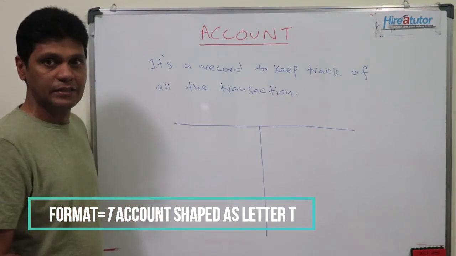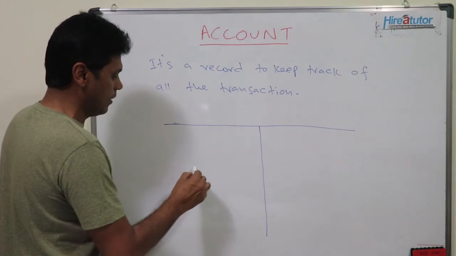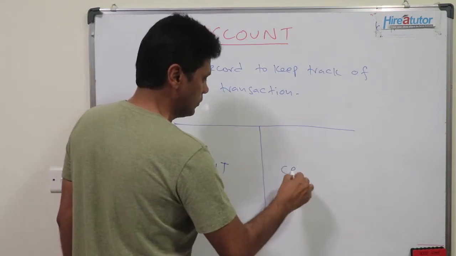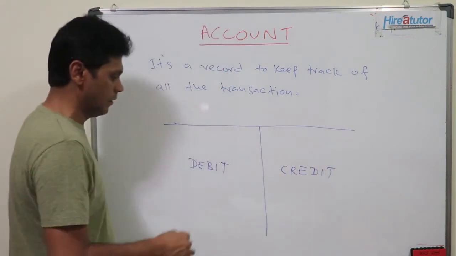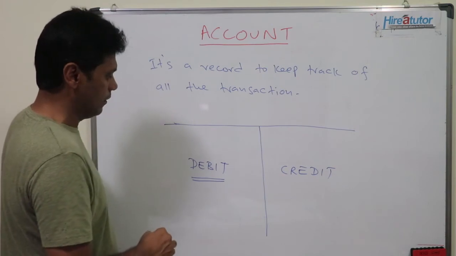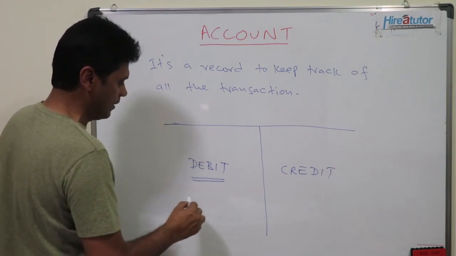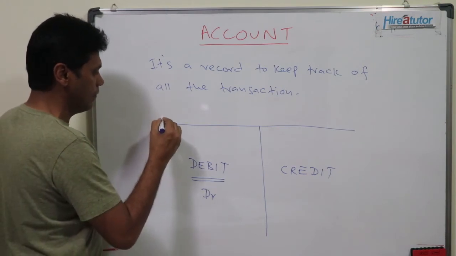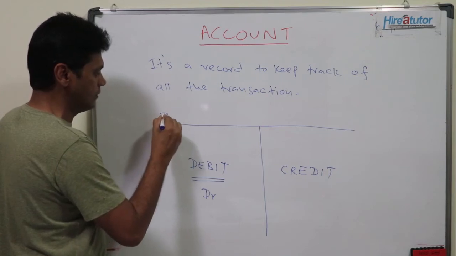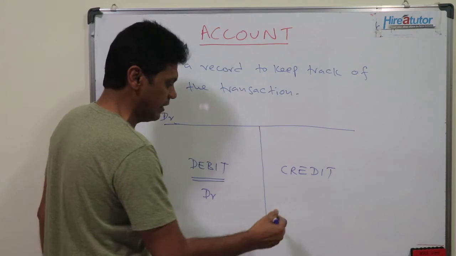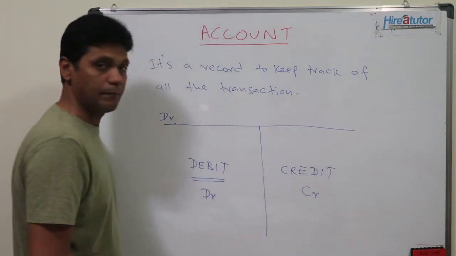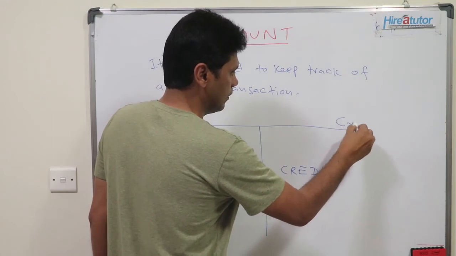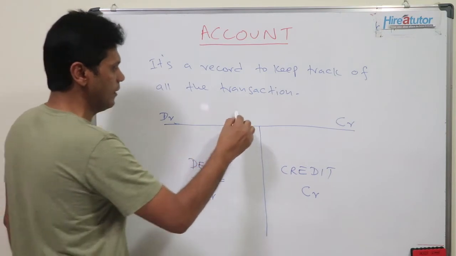It resembles the English letter T. So the left side of the account is known as debit, and the right side of the account is known as credit. Debit can be abbreviated as D capital or simple, so normally it is written on the top left side as DR. And credit is abbreviated as C capital or simple, so it is normally written on the top of the right side as CR, and also there will be a title.